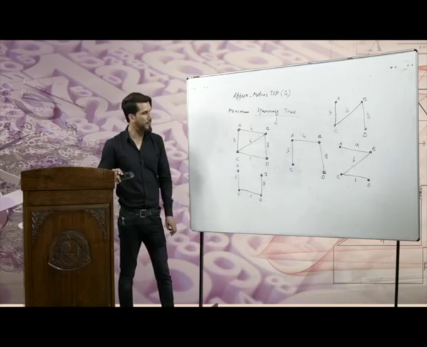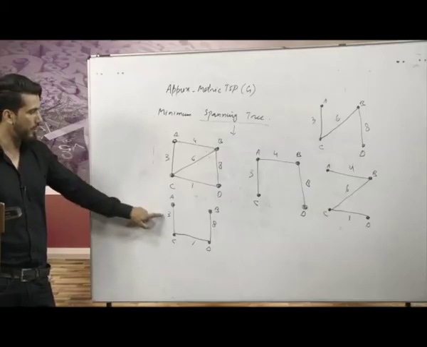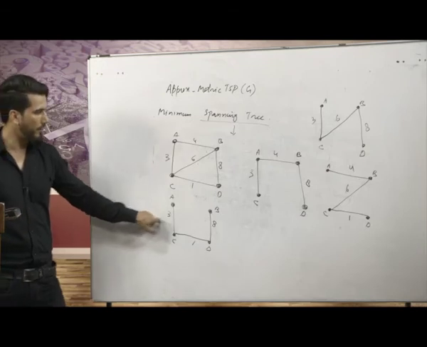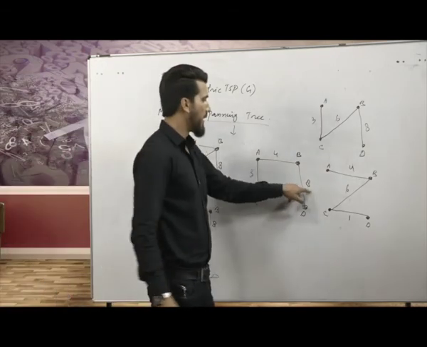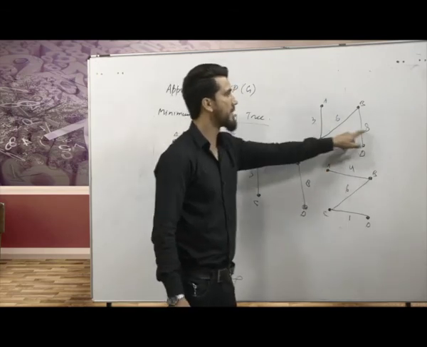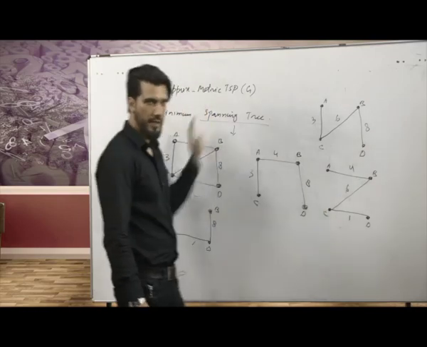Now, the minimum spanning tree is the one with the minimum weight. If you count the weight for this tree, 8 plus 1 plus 3 is 12. 8, 3 is 11 plus 4 is 15. 6, 1 is 7 plus 4 is 11. 6, 8 is 14 plus 3 is 17. So this is the minimum spanning tree for this graph.